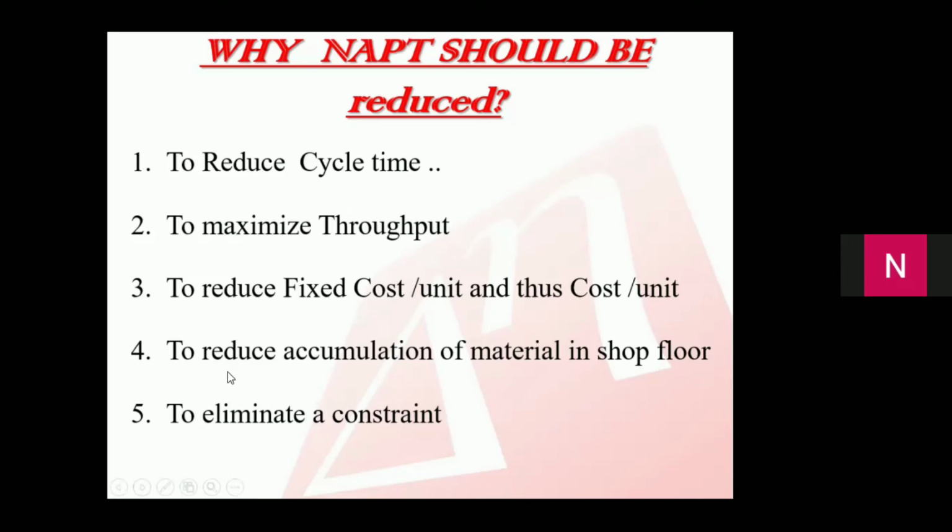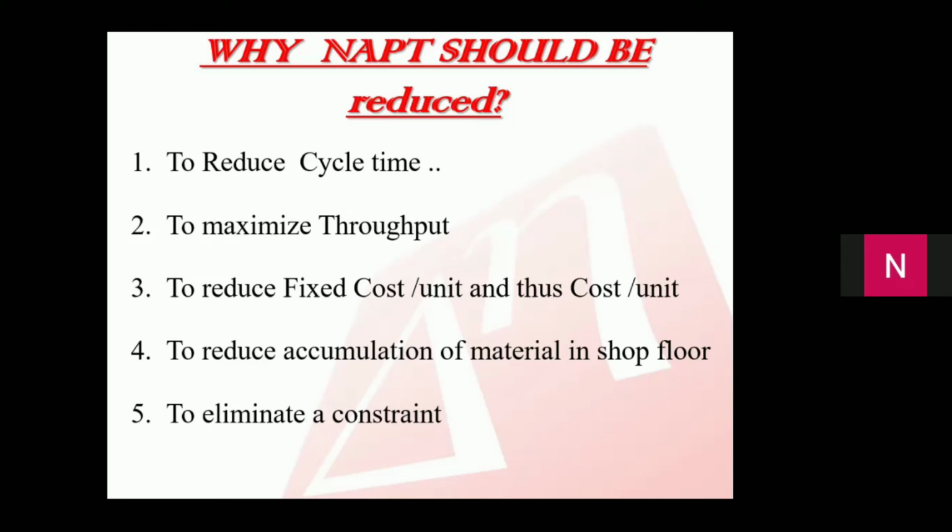Fourth point is to reduce accumulation of material in the shop floor. Imagine a lot of material is waiting for action throughout the shop floor. It becomes a big mess. So once you reduce the accumulation of material in the shop floor, automatically your place is made available for other activities. So to reduce the mess inside the organization, remove materials lying there waiting for action. So eliminate no action point times so that you can reduce the accumulation of material.